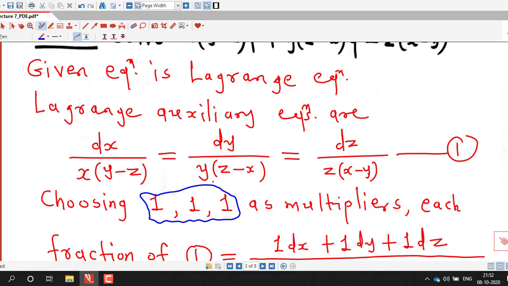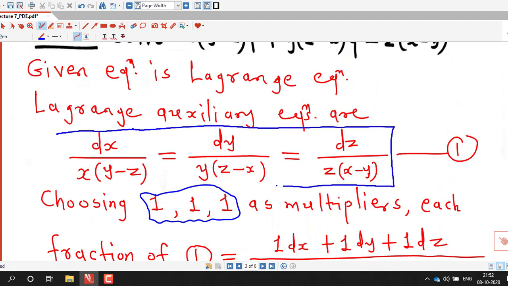So for another set of multipliers, again we have to look at Lagrange auxiliary equations, and we must get the idea from these Lagrange auxiliary equations. So which set of multipliers is appropriate so that I obtain 0 in the denominator. So here you can see, if I multiply this x into y minus z by 1 by x, then x will cancel out and I will have y minus z here. And if you observe here, there is a z here and I will obtain y minus z here.